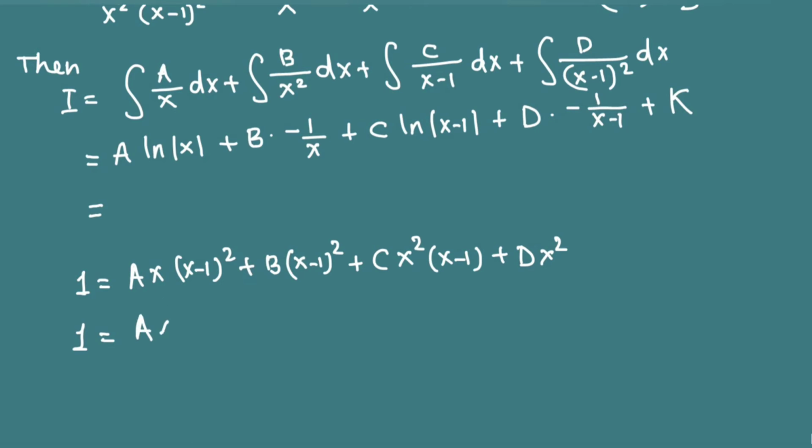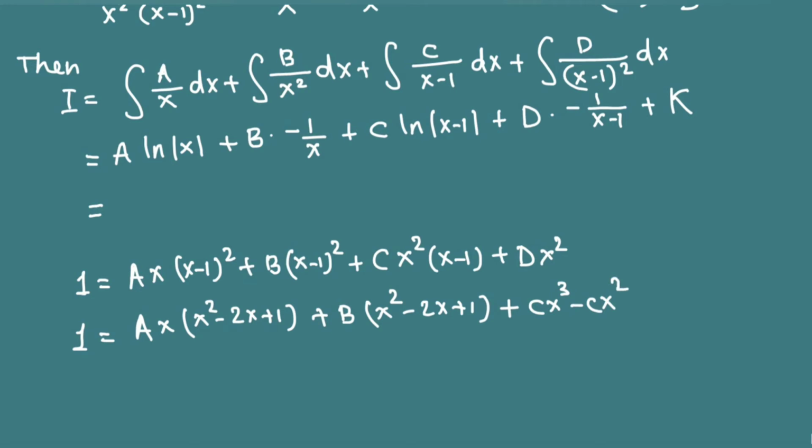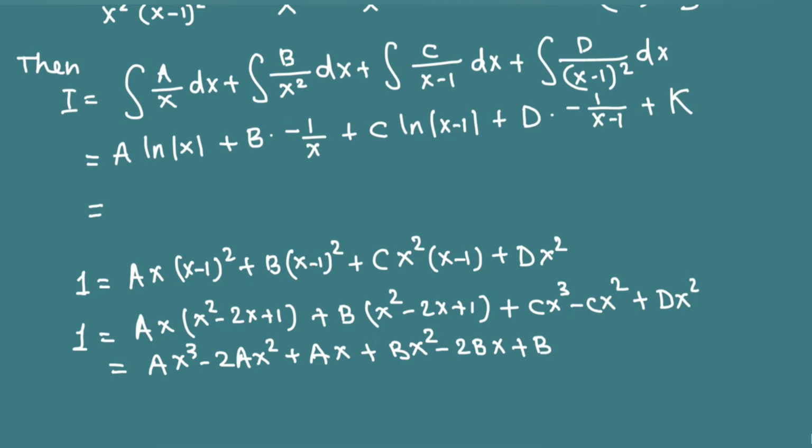So ax multiply x minus 1 squared with itself: x squared minus 2x plus 1, plus b, same thing, x squared minus 2x plus 1, plus distribute cx cubed minus cx squared plus dx squared. We need to distribute more here: ax cubed minus 2ax squared plus ax, plus distribute b, bx squared minus 2bx plus b, plus cx cubed minus cx squared plus dx squared.